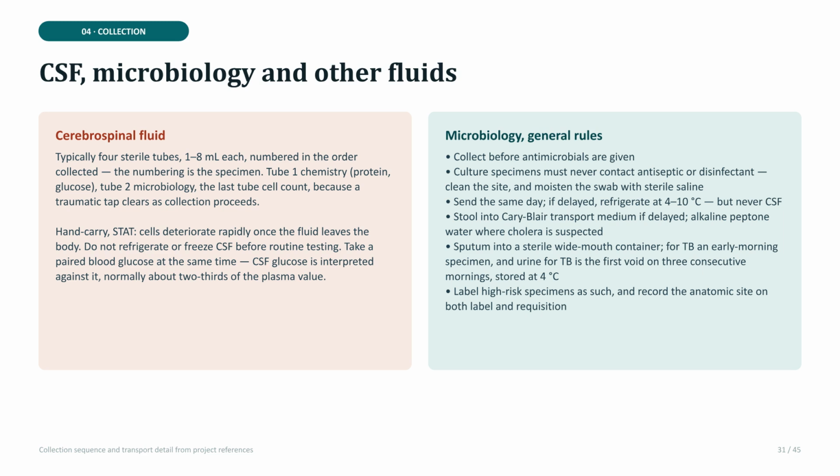Moving on to special specimens, cerebrospinal fluid requires precise handling. Collect 4 sterile tubes in order. The first for chemistry, the second for microbiology, and the last for cell counts, which clears any trauma from the tap. Always hand carry these to the lab immediately as stat specimens.